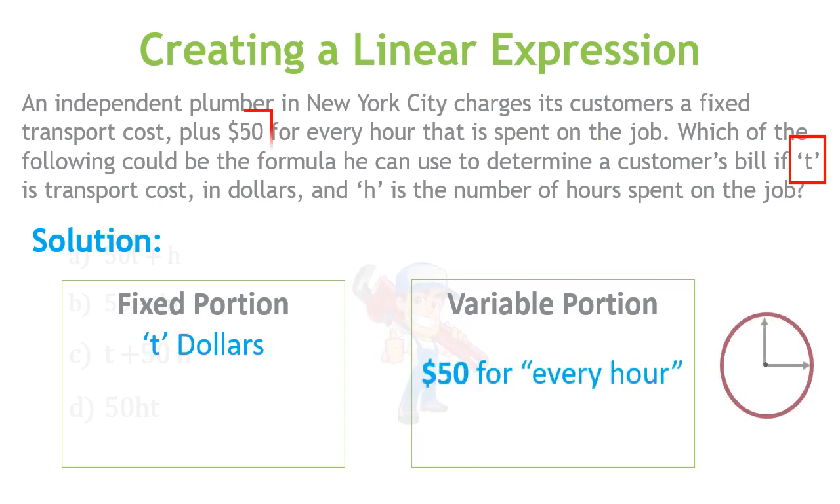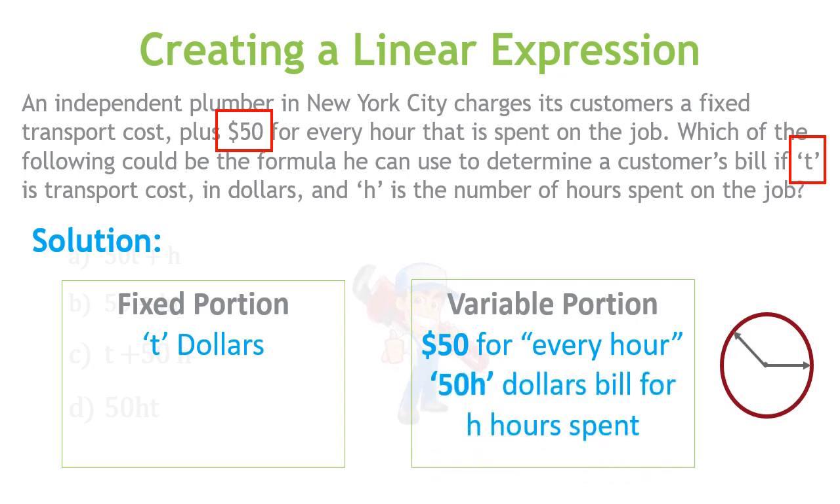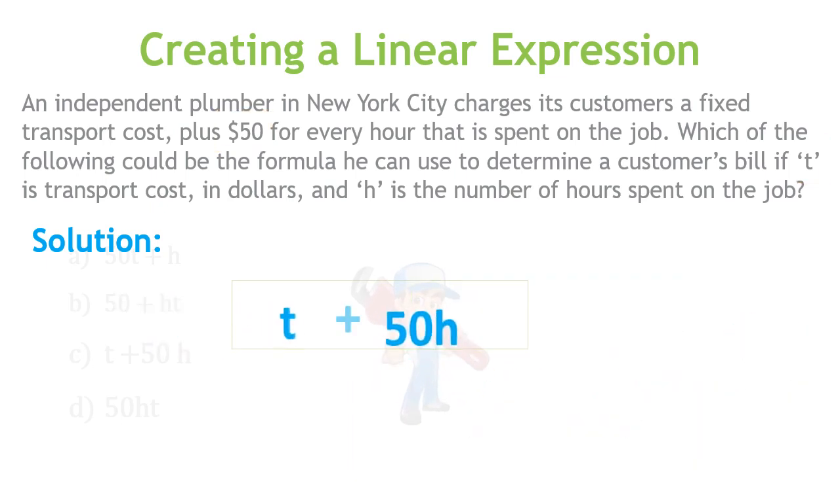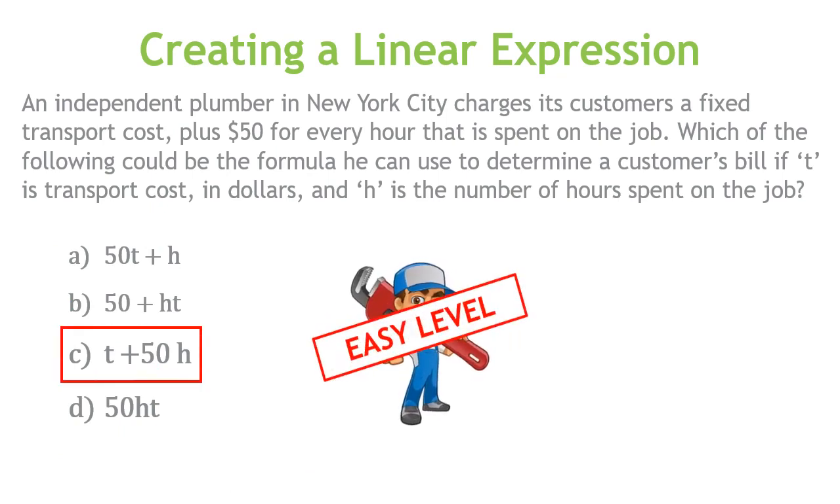Since he charges $50 for every hour spent on the job, this translates to $50 times H for each hour spent on the job. Add the fixed and variable portions to get. So, the correct answer is C. The difficulty level of this question is easy.